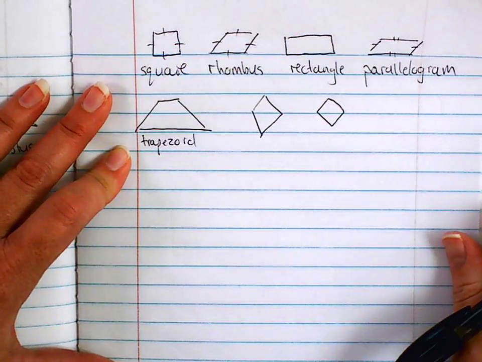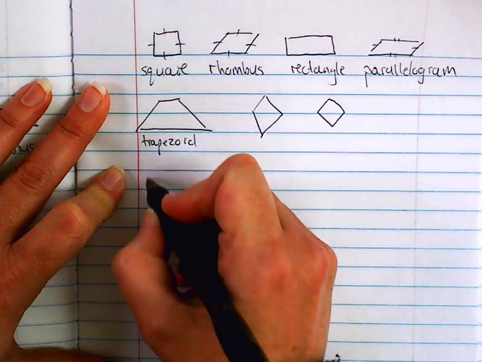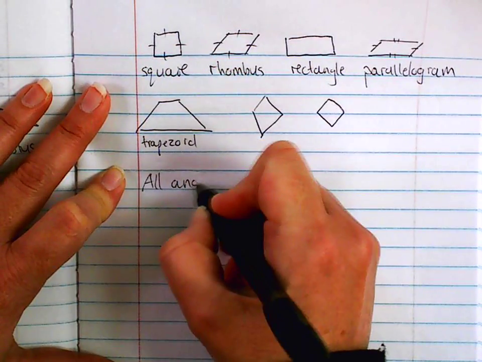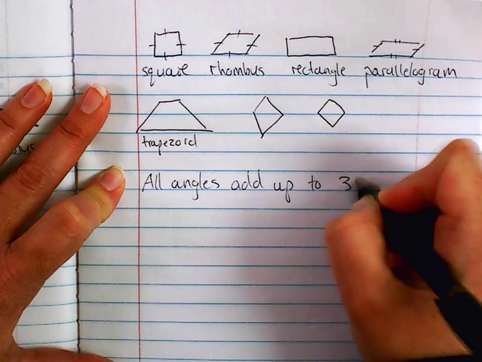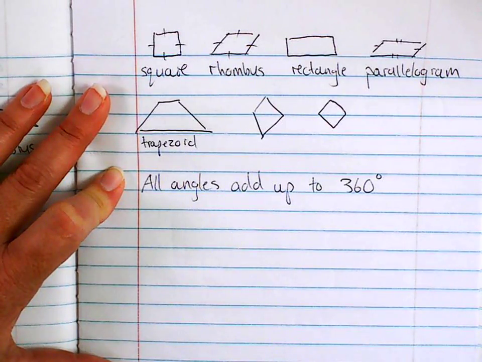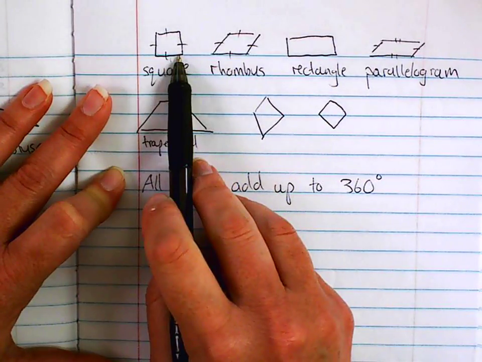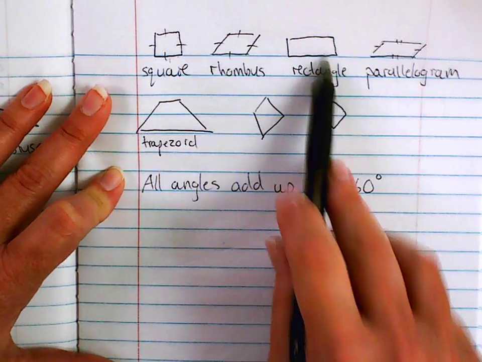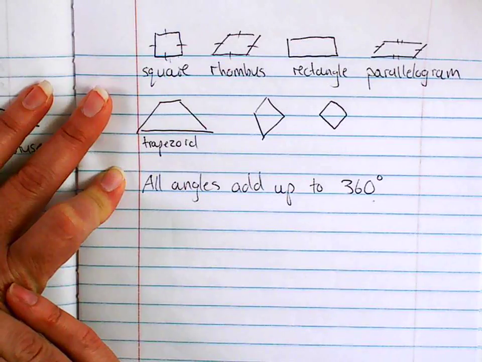Okay, long story short, if you look at these quadrilaterals, there is one thing that they all have in common. All angles add up to 360 degrees, which is actually obvious because a square has 90-degree angles, and 4 times 90 is 360. So does a rectangle. 4 times 90 is 360. And then the rest of our shapes are just variations of squares and rectangles. Okay?